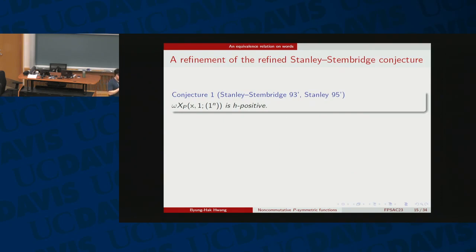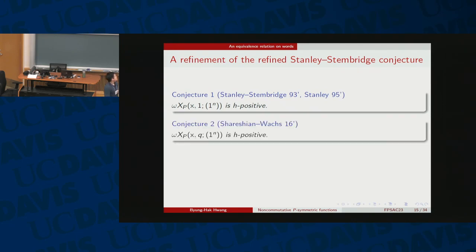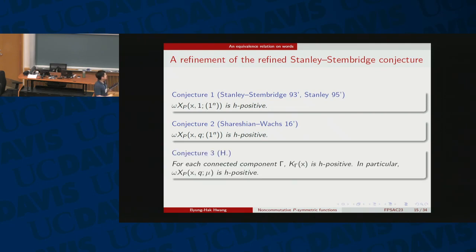Based on this refinement, I propose a stronger conjecture. Let's revisit the original one. The Stanley-Stembridge conjecture states that omega X of P, the chromatic symmetric function, is H-positive. Second, Shareshian and Wachs proposed that omega X of P, with X and q, is H-positive. I further refined this conjecture: for each connected component gamma, K of gamma is H-positive.